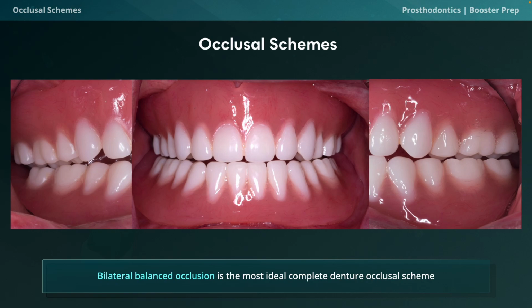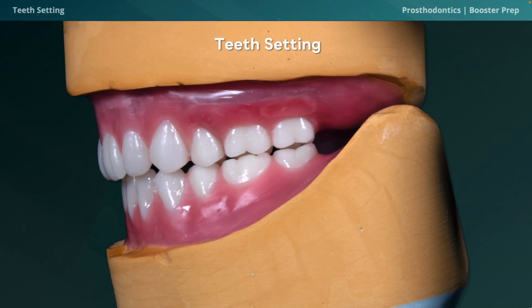The only caveat here is that bilateral balanced occlusion is best achieved with posterior teeth that actually have cusps, or in other words, cuspal angulations. Something like a 20-degree occlusal angulation is good because that's what's going to cause the dentures to contact during movements. And that's what we want for a bilateral balanced occlusion.